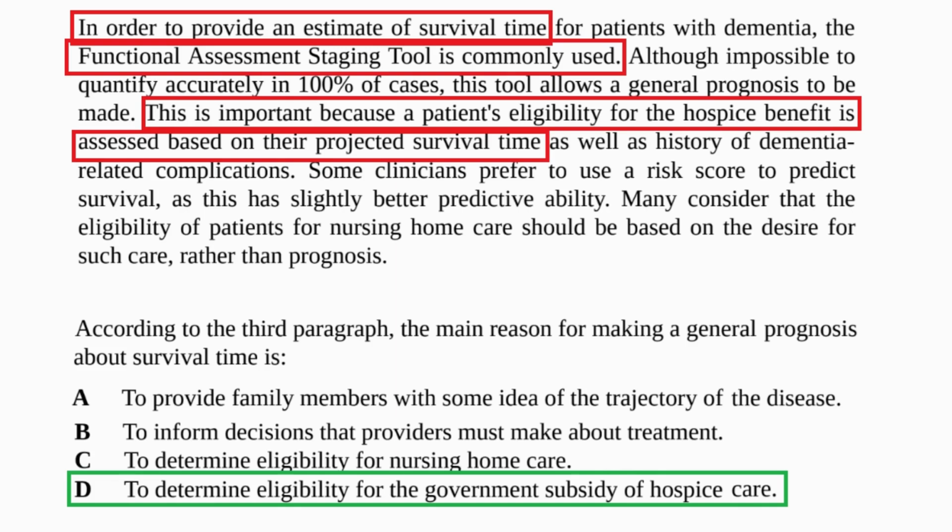Option D. To determine eligibility for the government subsidy of hospice care. This option aligns with the paragraph. The paragraph states, this is important because a patient's eligibility for the hospice benefit is assessed based on their projected survival time as well as history of dementia-related complications. Determining eligibility for the government subsidy of hospice care is the main reason for making a general prognosis about survival time, as mentioned in the paragraph. Therefore, option D, to determine eligibility for the government subsidy of hospice care, is the correct answer based on the information provided in the paragraph.